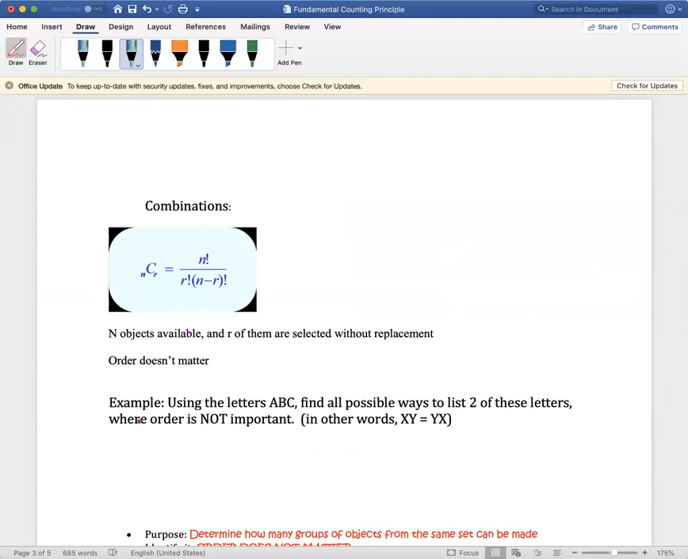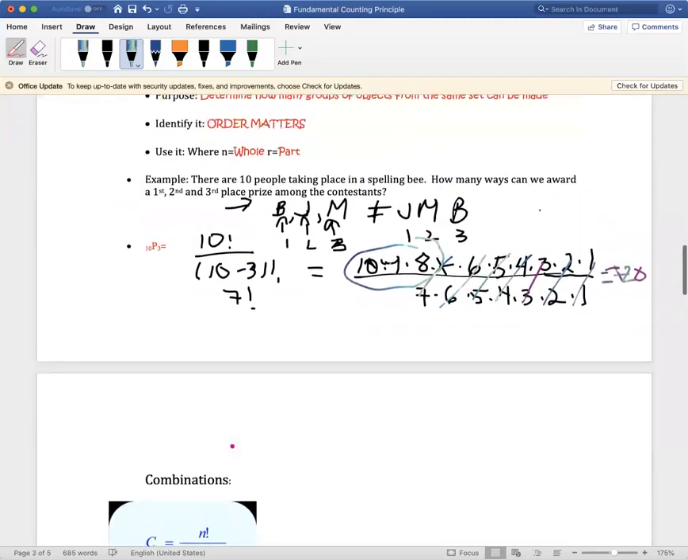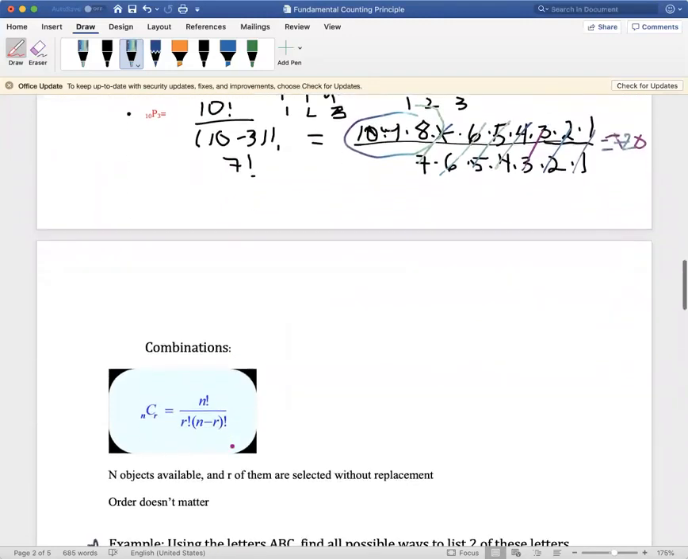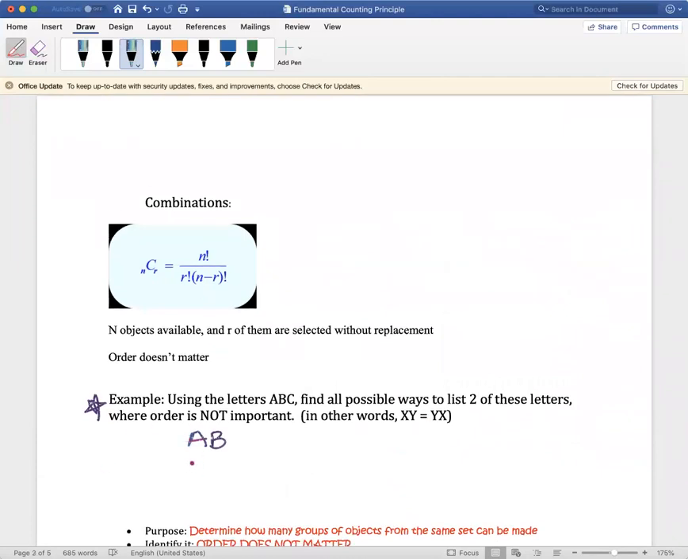So let's take a look at this example here, and it's the same example we had above. It says, using the letters A, B, C, find all possible ways to list 2 of these letters where order is not important. So what that means is AB is the same thing as BA. So we're not going to list them twice because they're considered to be the same thing. Okay, so I'm just going to go up and look at the permutations that we listed already for this. We had AB, AC, BA, CA. We could do BC and CB.